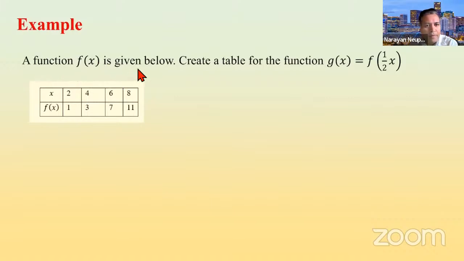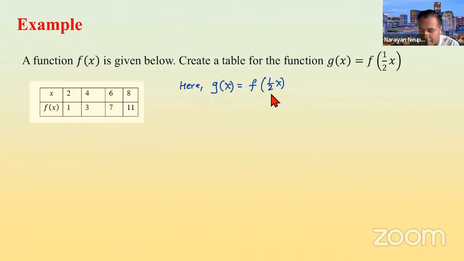So a function f of x is given below. The function that is given here is f of x. We are asked to create a table for the function g of x, which is f of x over 2. Half x means x over 2. So here what they have given is g of x equal to f of half x. So you should know the meaning of this. See, g of x equal to f of half x.